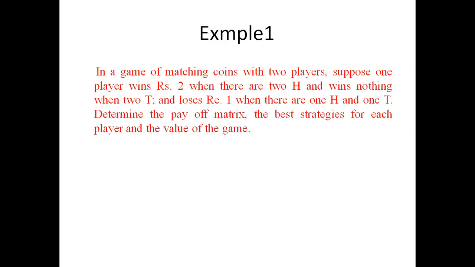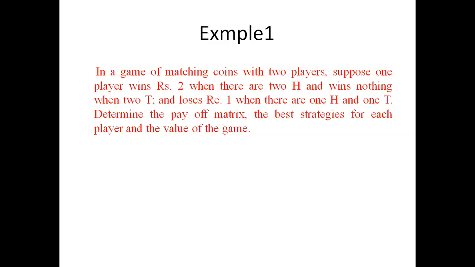Please remember, this is a frequently asked question. If you go through the previous question papers, many times it was asked. This is a problem based on the matching coins. There are two players, and each player is having a coin. When the two players toss the coins at the same time, when both the coins show the head, then the player A wins rupees 2. It means the player B loses the same amount.